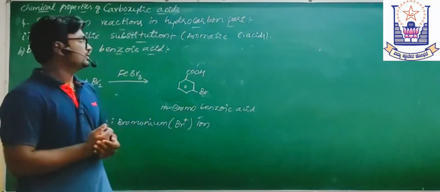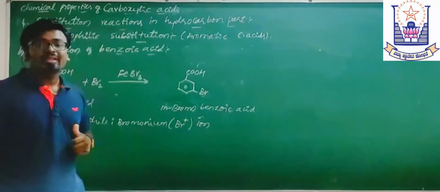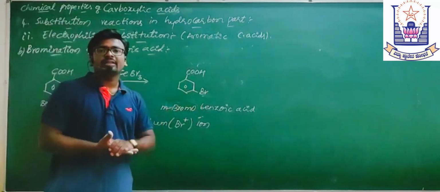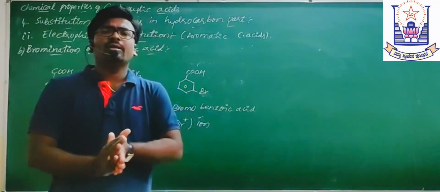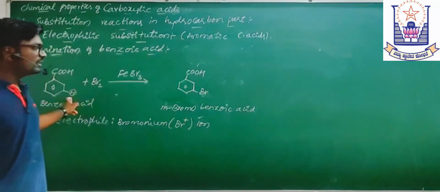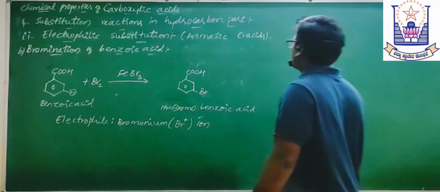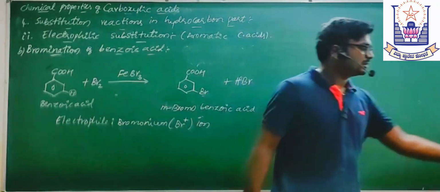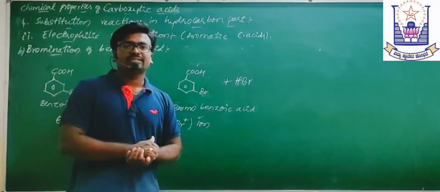How to give the explanation? When benzoic acid is treated with bromine in the presence of iron bromide as a catalyst, it will give meta-bromobenzoic acid as the product. Here the byproduct will be this: one of the Br minus will combine with the hydrogen, so you will get HBr as the byproduct. So this is all about the chemical reactions of the carboxylic acids.